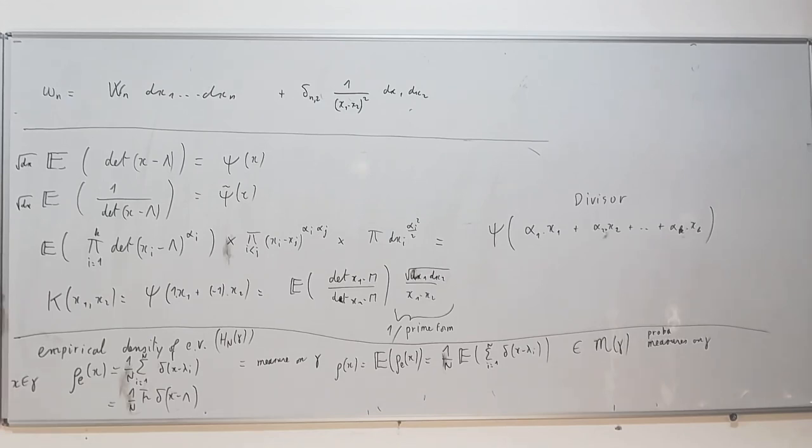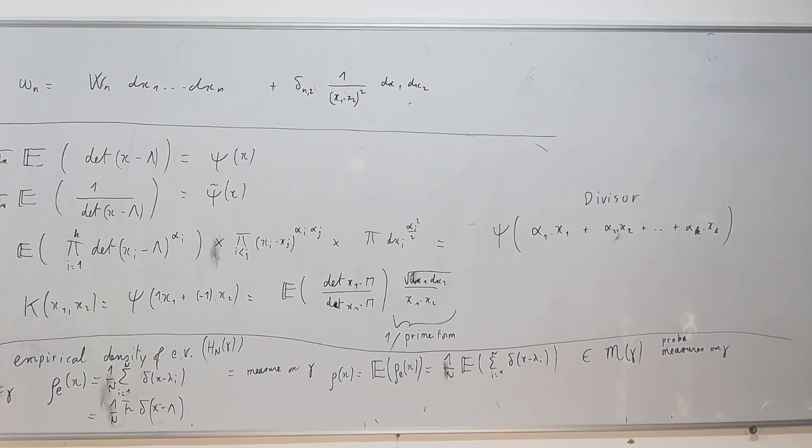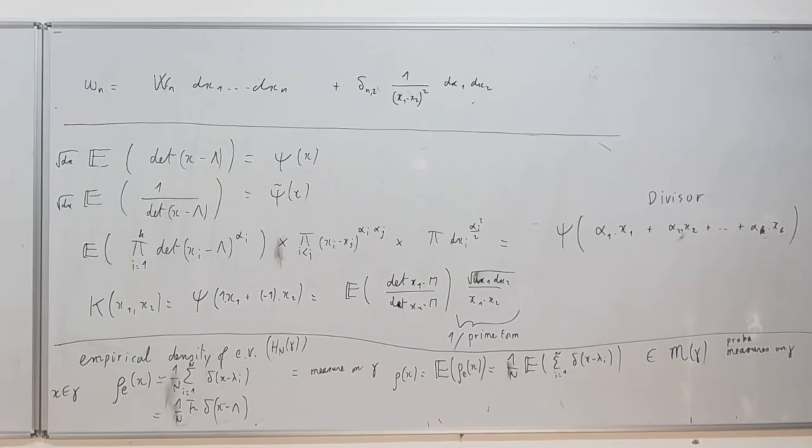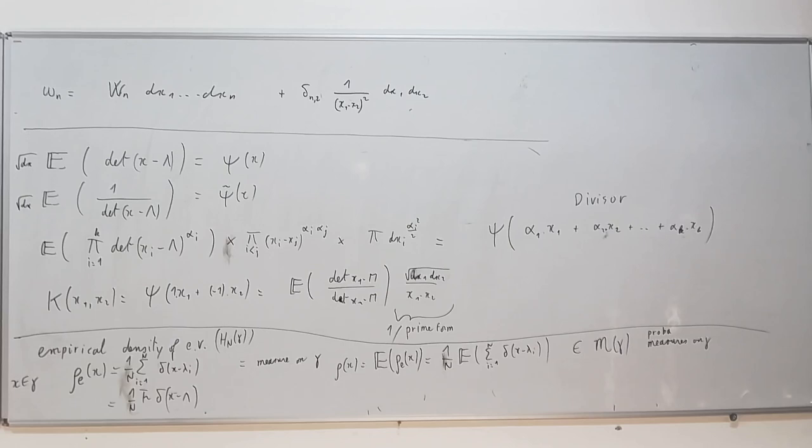So for a given random matrix, the eigenvalues are discrete, and that's why the empirical measure is the sum of deltas. But when you take the average over the full ensemble of random matrices, you can end up having a continuous measure, continuous with respect to the Lebesgue measure, and that's typically what you get. It's much better behaved.